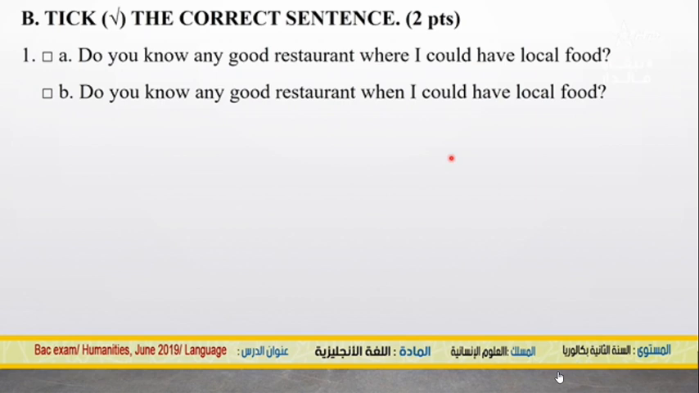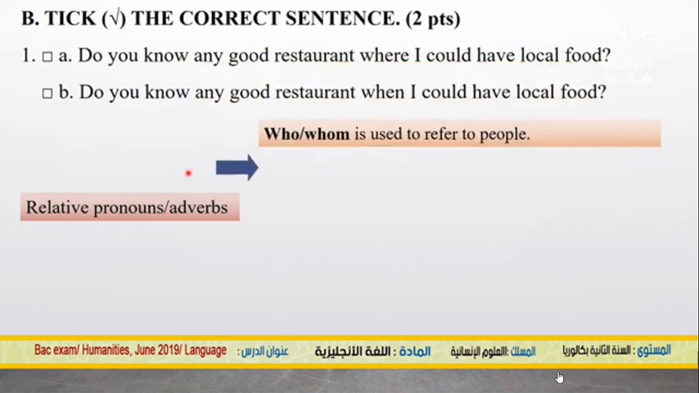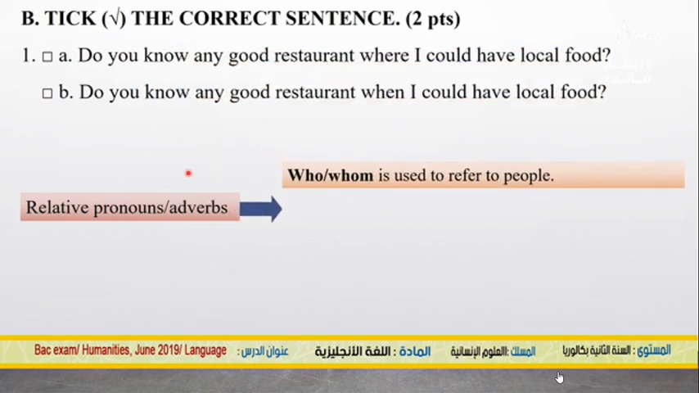So we have two options here. A, do you know any good restaurant where I could have local food? B, do you know any good restaurant when I could have local food? So, as I said, only one of these is correct. Okay? And as I said, this exercise has to do with relative clauses.